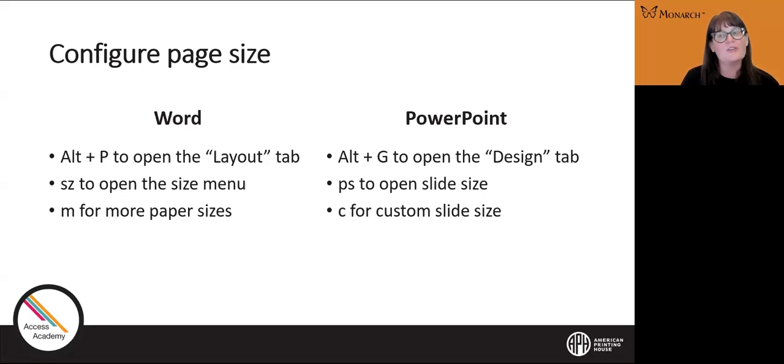In PowerPoint, you're going to use Alt-G to open the Design tab. And then in PowerPoint, it is a right-click menu on the slide itself that opens up for you to change the slide. So you want to make sure your focus is on the slide itself. And then you can use P-S to open the slide size, and C for custom slide size. So you don't have to do the normal size. You can actually put in inches just like paper. And the benefit, if you're a mouse user, to using PowerPoint is things do not snap to a grid. You can move them around freely.